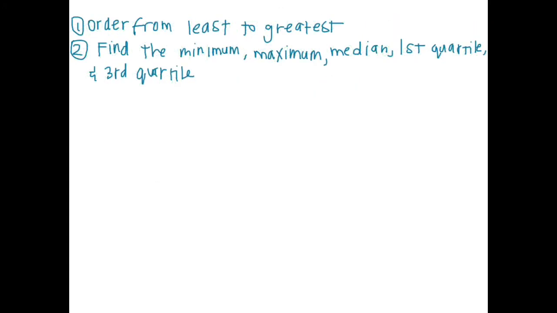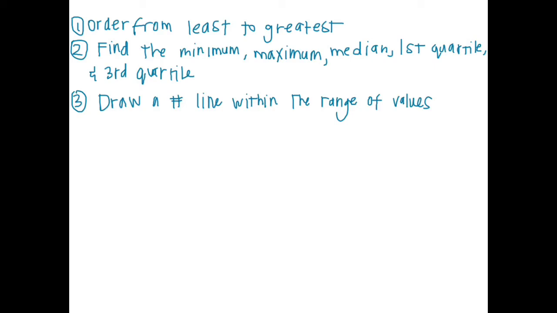Now that I've found the minimum, maximum, median, first quartile, and third quartile, I can move on and start creating my graph. So I'm going to do that by drawing a number line with the range of values. My range goes from 250 to 730. So let's draw a number line.